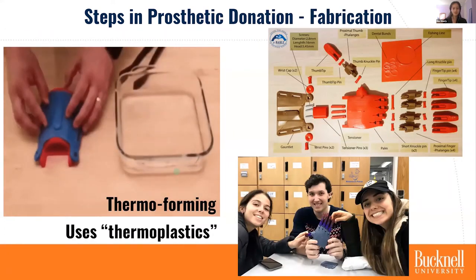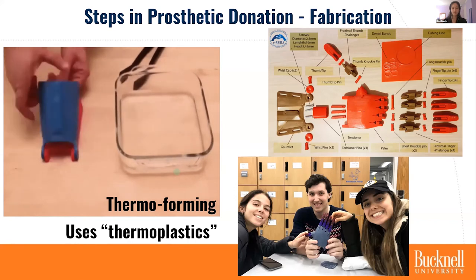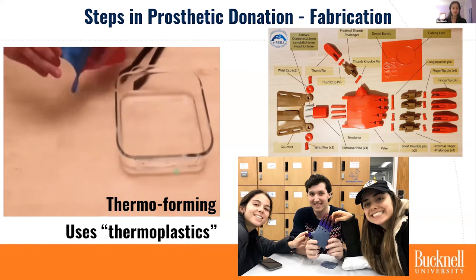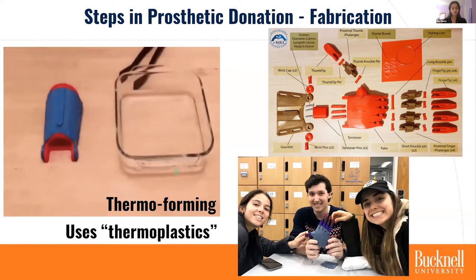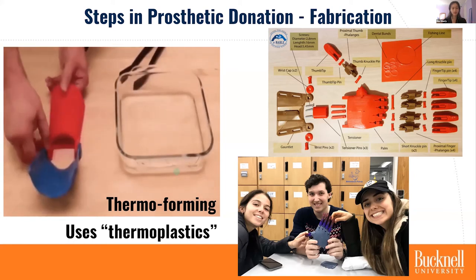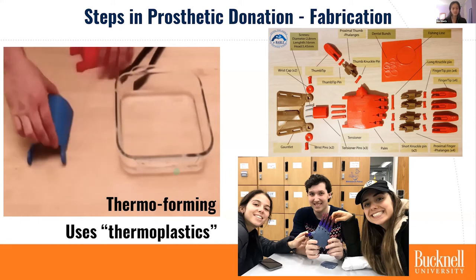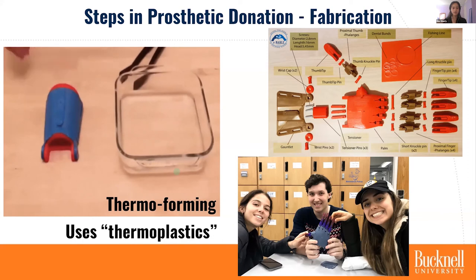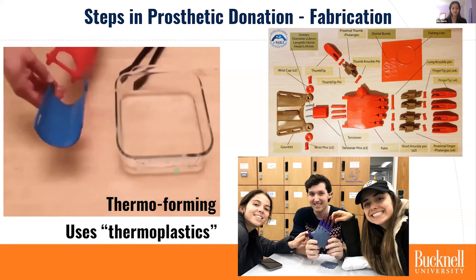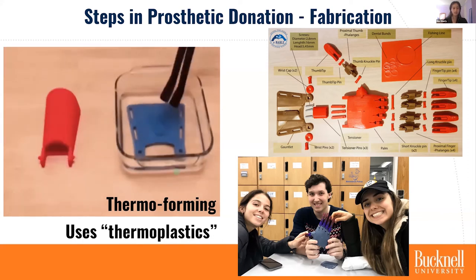So after all the parts are 3D printed, we move on to fabrication, which is also just the building of the prosthetic hand. So looking at the video on the right, I want to bring up the concept of thermoplastics, which are just plastics that can be placed in high temperature environments. And when they do that, they kind of lose their form and they get softer. And that means that we can change their form.